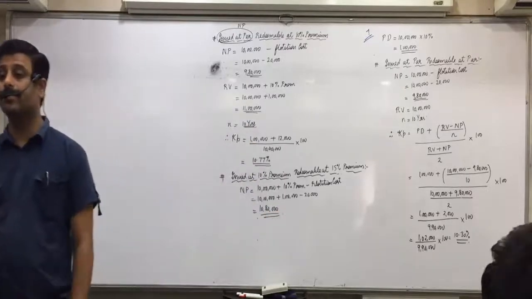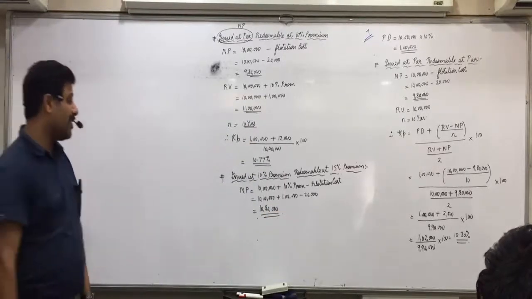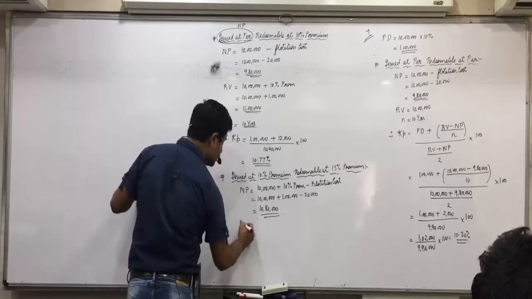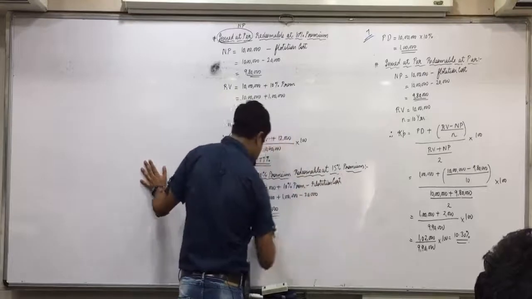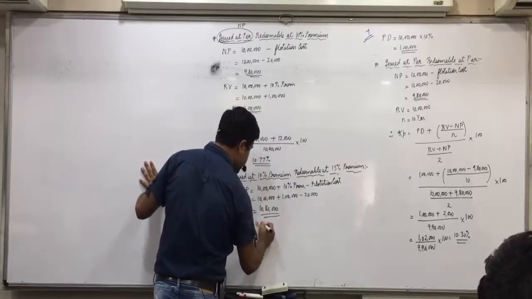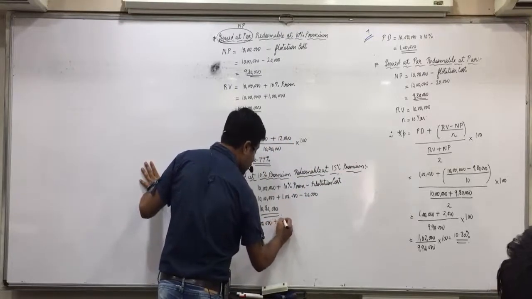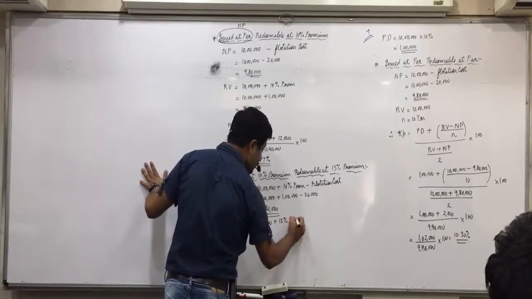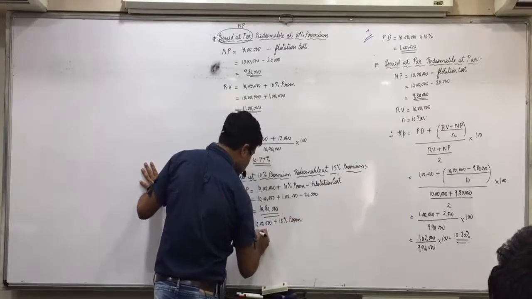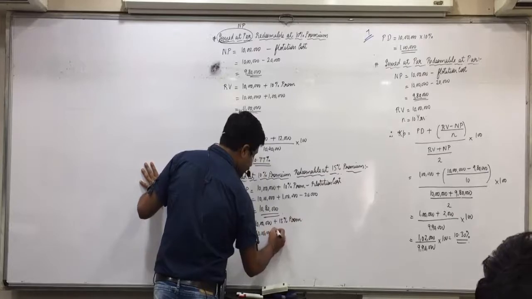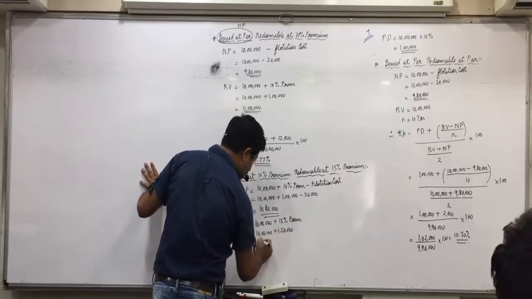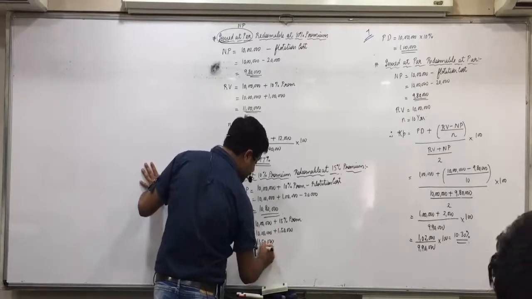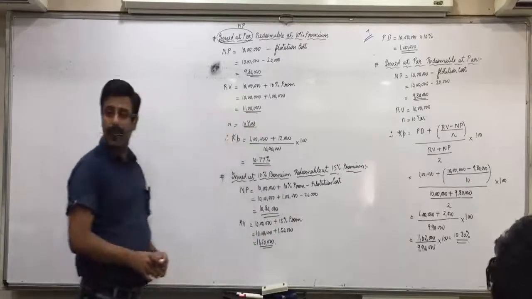Raise your hand. Priyank, how will you get the redemption value? 10 lakh plus 15%. Yes, now redeemable at 15% premium. So 10 lakhs plus 15% premium, that is 10 lakhs plus 1,50,000. So redemption value will be 11,50,000. Did all of you understand this?